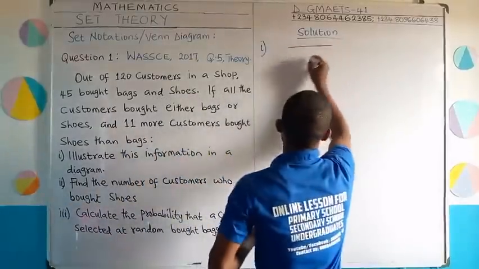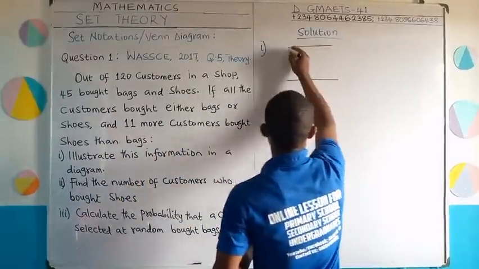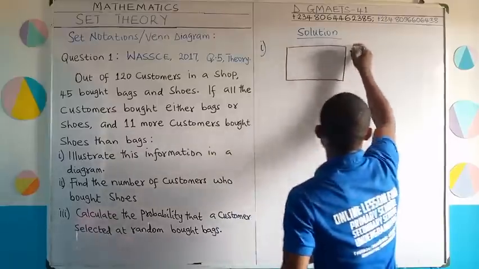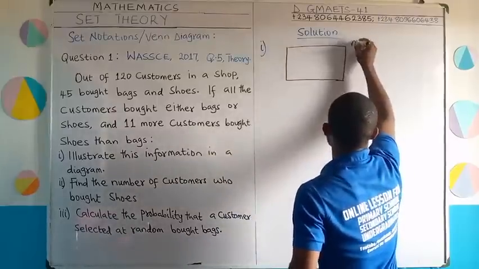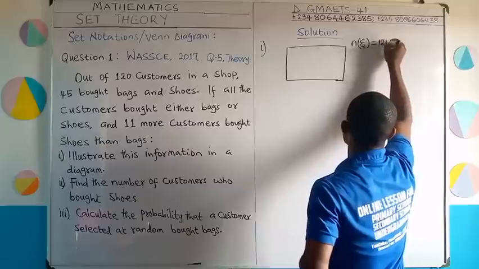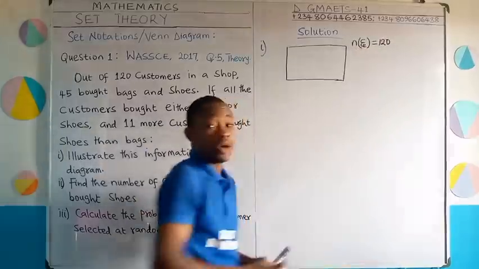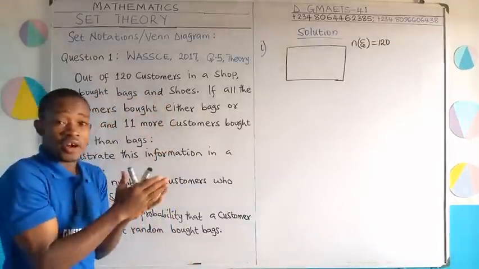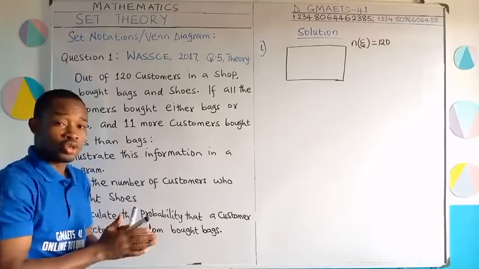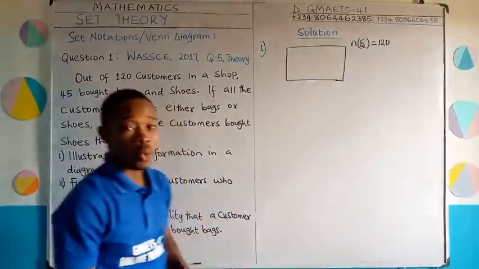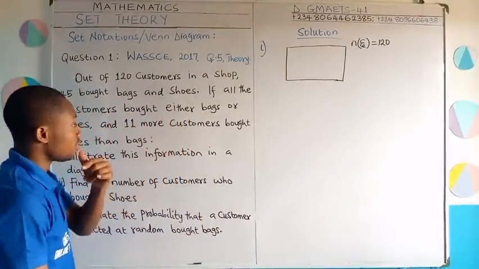So I'm going to draw my universal set. This is the universal set. You use a rectangle to show it. The cardinality of the universal set is equal to 120. You know the meaning of this symbol by now, okay? Now, since we have two sets here, a set of bags and a set of shoes, I am going to draw two circles in this universal set. One representing bags, the other representing shoes.